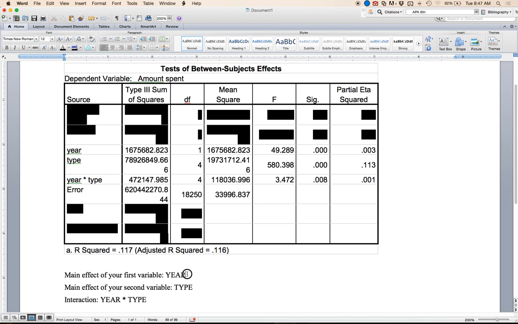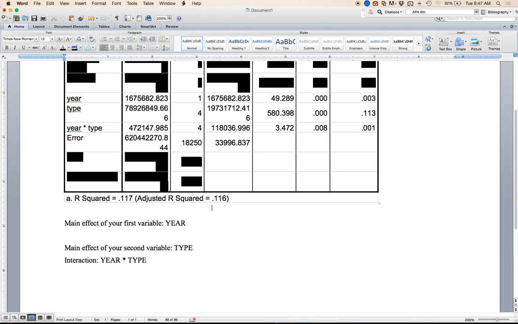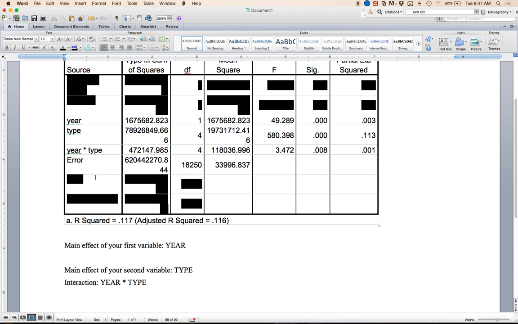But it does give me each main effect. So let's talk about each one separately. The main effect of my first variable here is year, and I want to write that out. So I'm going to get my F here, and then I'm going to use this column for my degrees of freedom for both of them. Let me highlight that here. Now, I've got one column for error, and that is the second degree of freedom for each one. So I've got year and then error, type and then error, year and type and error.